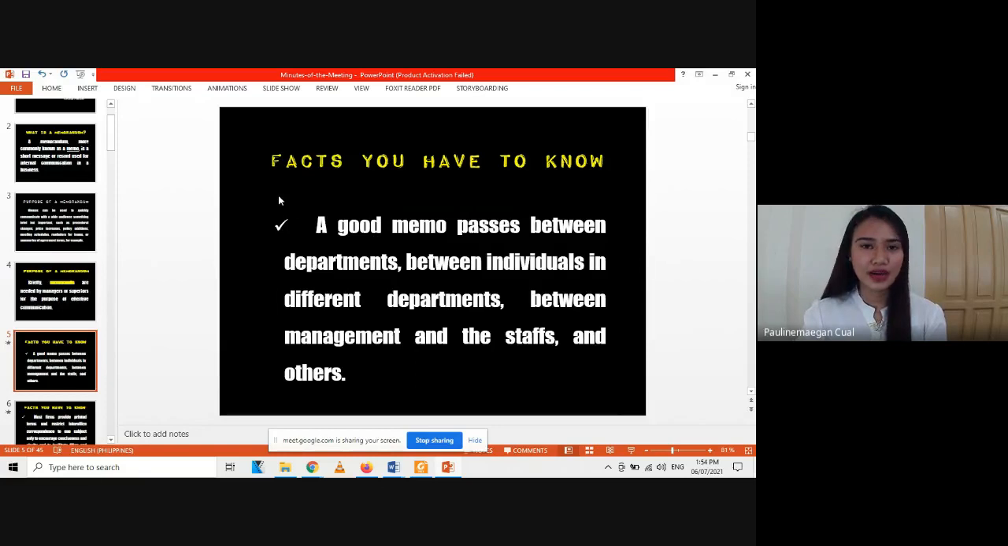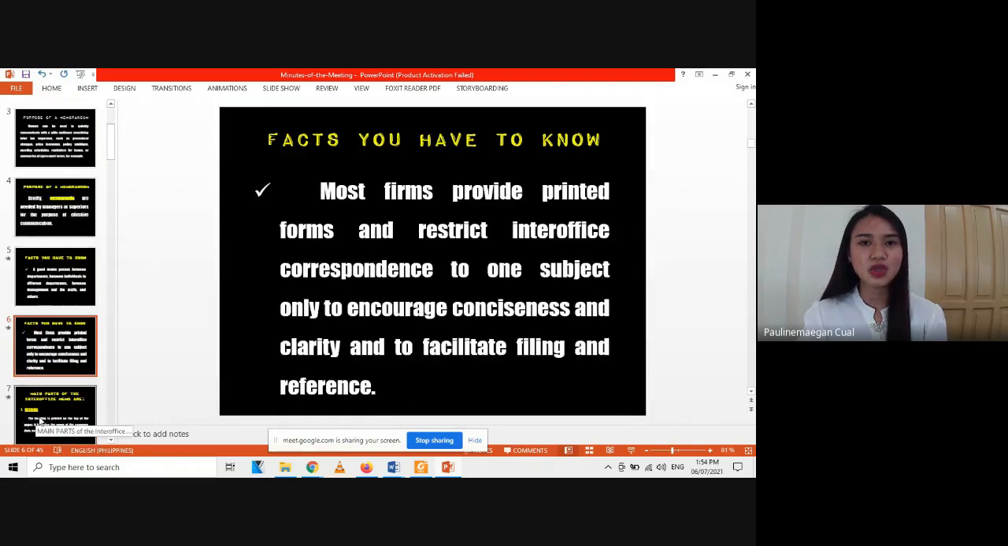Here are the facts that you have to know about interoffice memorandum. A good memo passes between departments, between individuals in different departments, between management and the staff, and the others, meaning it follows the correct flow of communication. And these should be disseminated to all equally. Most firms or businesses provide printed forms and restrict inter-office correspondence to one subject only to encourage conciseness and clarity and to facilitate filing and reference.